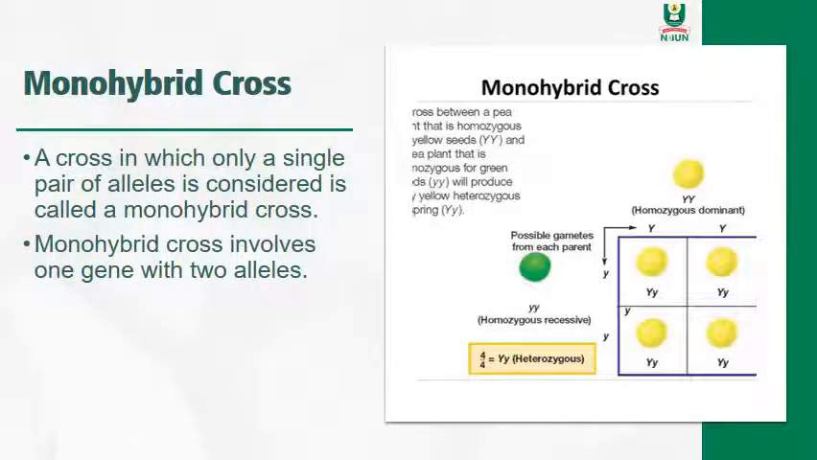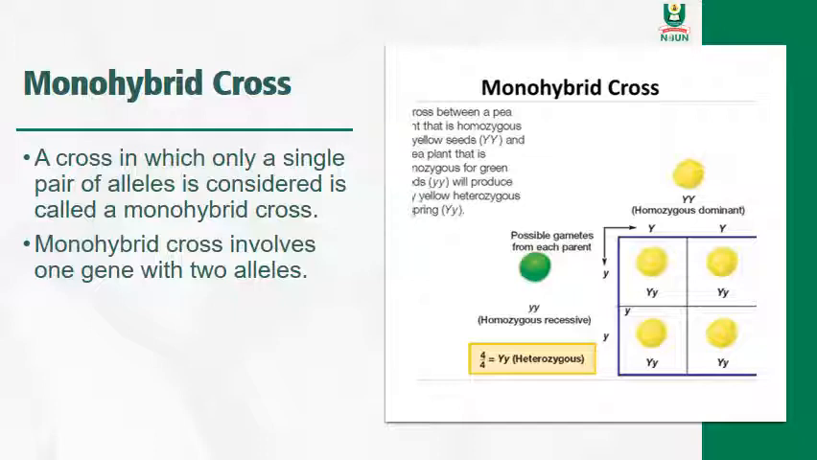We will be talking more about Mendel's laws and the types of crosses that we have. The first cross we'll be talking about here is the monohybrid cross, and it simply means a cross in which a single pair of alleles is considered. So where a single pair of alleles is considered, we call it a monohybrid cross. Monohybrid crosses involve one gene with two alleles, like you can see in this picture here.